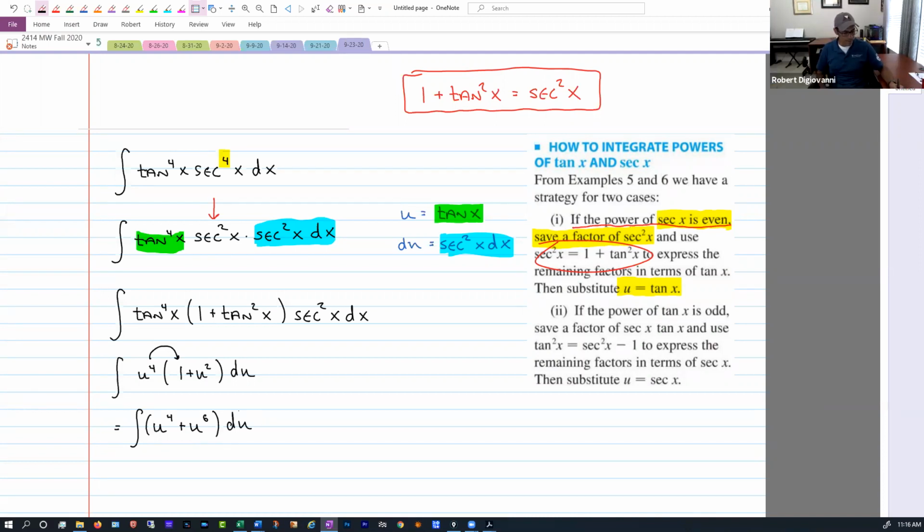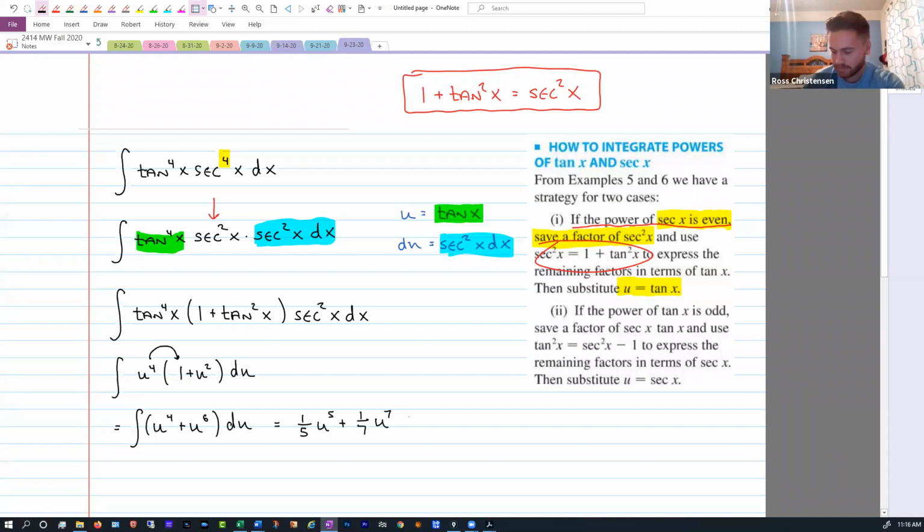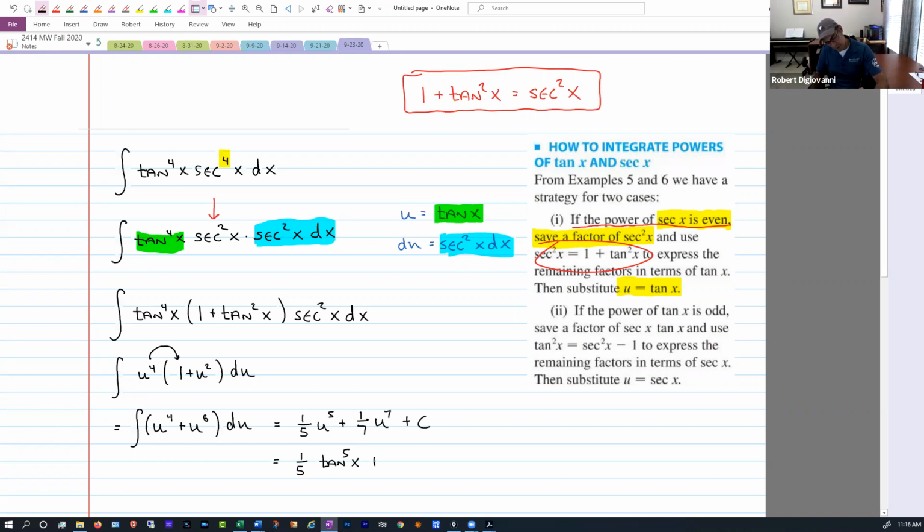All right. So now at this point, what do we got, Ross? Well, at this point we can integrate it, so then it becomes 1/5 times u to the 5th plus 1/7 times u to the 7th. Yep. Plus c. There we go. And then just replace the u's, right? Mm-hmm. And we'll just do the tangents in there. And we will be done. There we go.